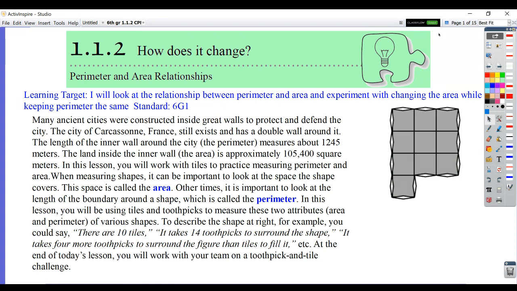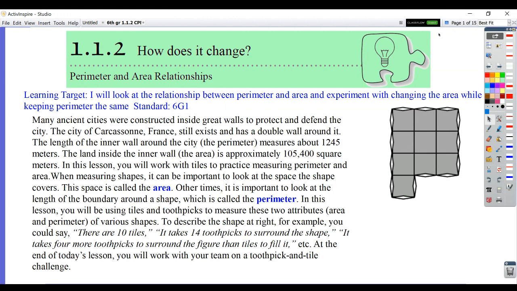It reminds us first that many ancient cities were constructed inside great walls to protect and defend the city. The city of Carcassonne, France, still exists and has a double wall about it. The length of the inner wall around the city, in other words, the perimeter, measures about 1,245 meters. The land inside the inner wall, the area, is approximately 105,400 square meters. In this lesson, we're going to work with tiles to practice measuring perimeter and area.